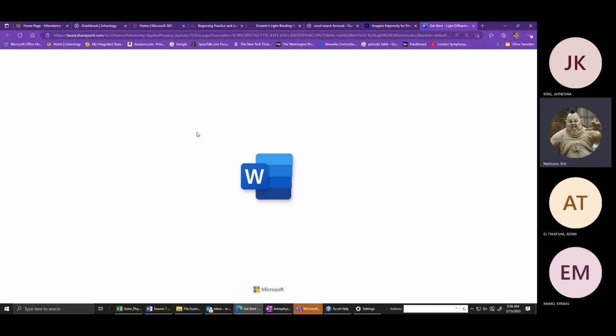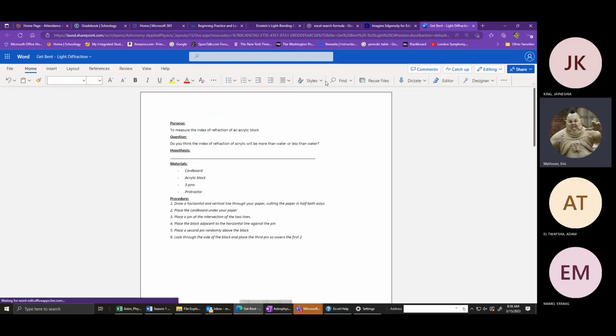So you're going to write on it right here. And again, it just saves automatically. And then you just go back to the Teams site there and submit it.